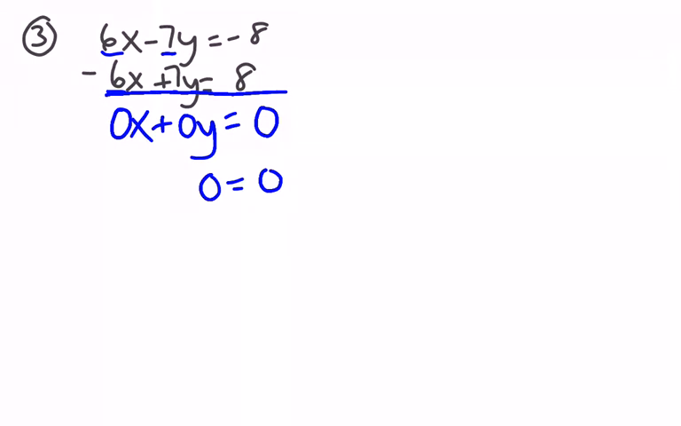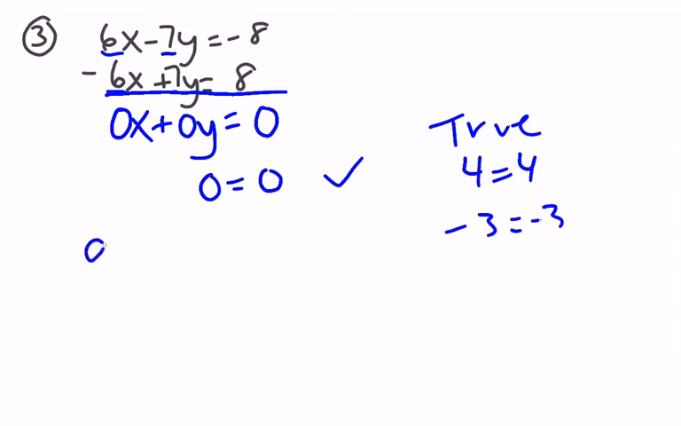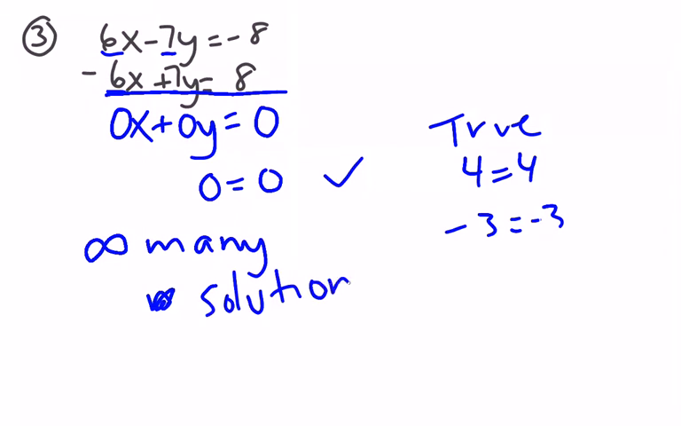Now, is it true that 0 equals 0? Yeah, that's a true statement. Other true statements would be things like 4 equals 4, or negative 3 equals negative 3. Those are true, and when you have something that's a true statement after your variables have disappeared, that means infinitely many solutions. Infinitely many solutions.